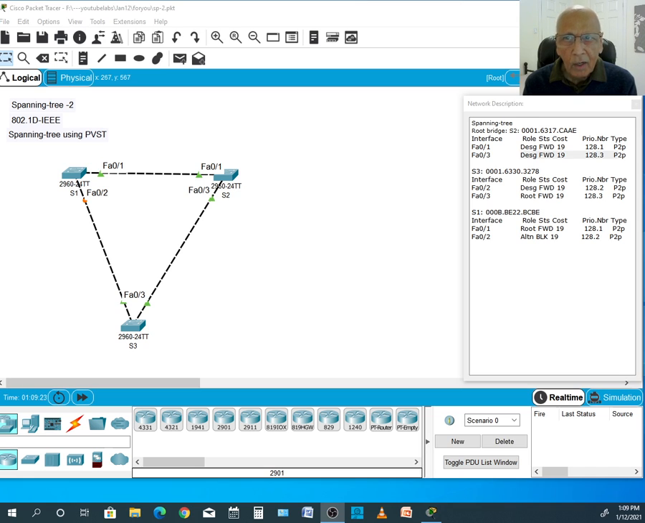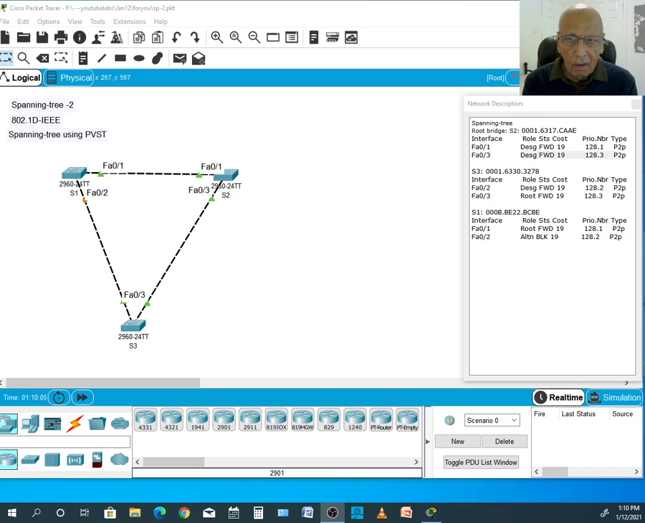So what we are looking at is how to avoid the loops and what are the rules or standards we use in switching. The first standard was by IEEE, the international standard, the Institute of Electrical and Electronics Engineers. They made a rule, 802.1D. When Cisco implements this one, Cisco calls it PVST. The main difference between these two is that 802.1D means there is only one instance of a spanning tree per network.